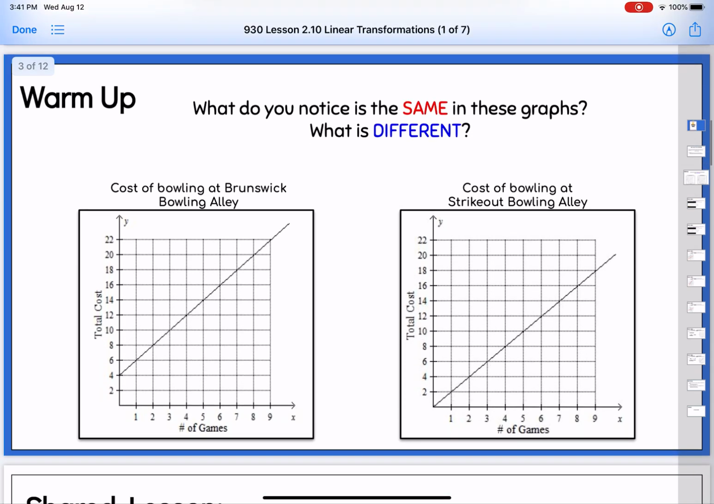So your warm-up today, hopefully you've looked at this already. This isn't too tricky of a one, but just to kind of get your brain in the mode of recognizing differences in graphs. So what do you notice is the same in these two graphs, and what do you notice is different? So if you haven't taken a shot at this one yet, go ahead and pause the video and write some thoughts down.